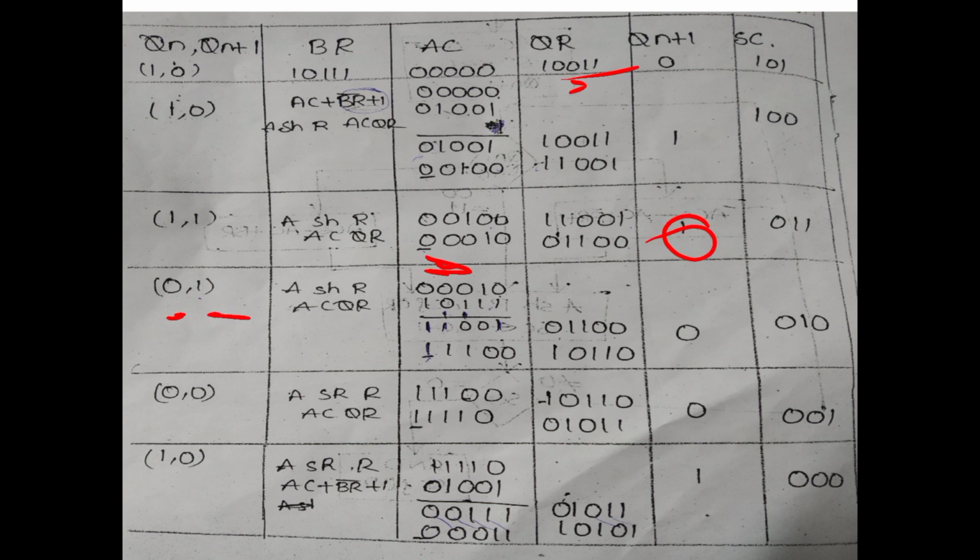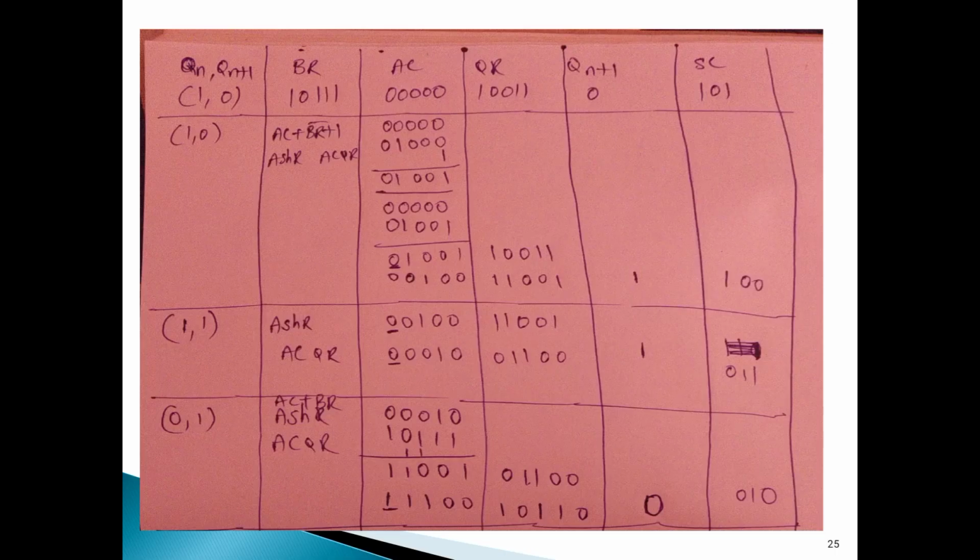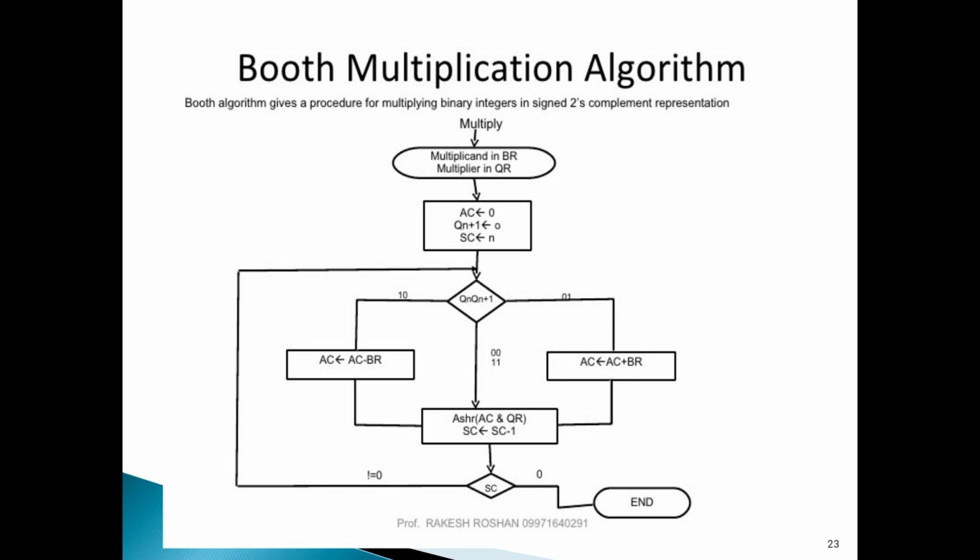If it is 0 1, then what will you do? Add AC plus BR. Okay, add AC plus BR, right? Just to perform the add operation.